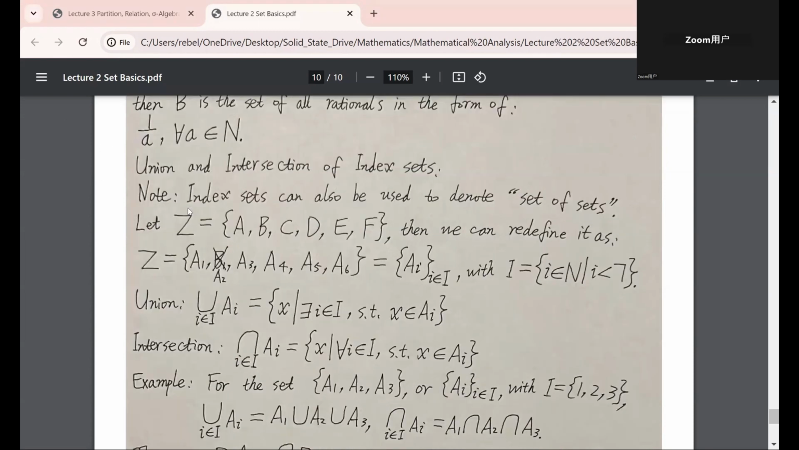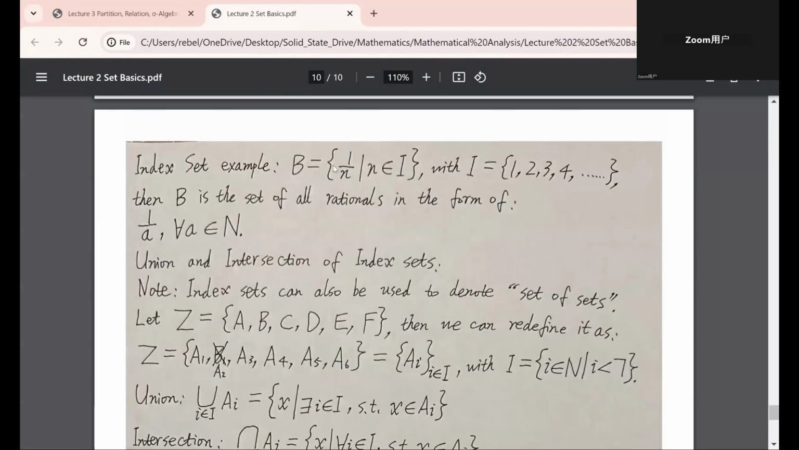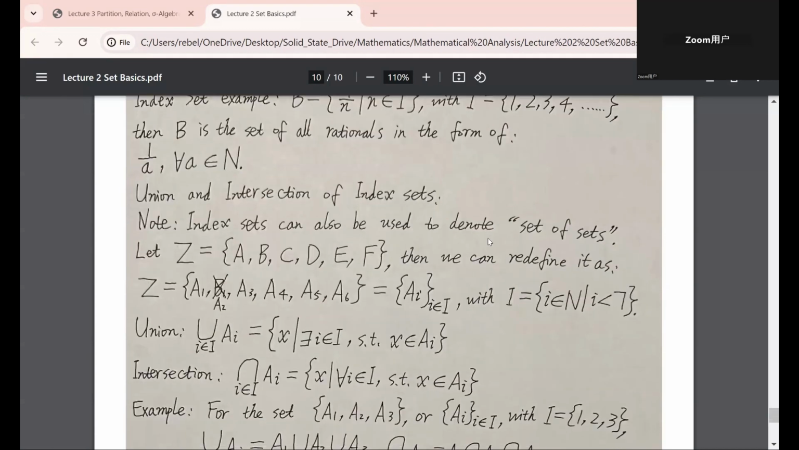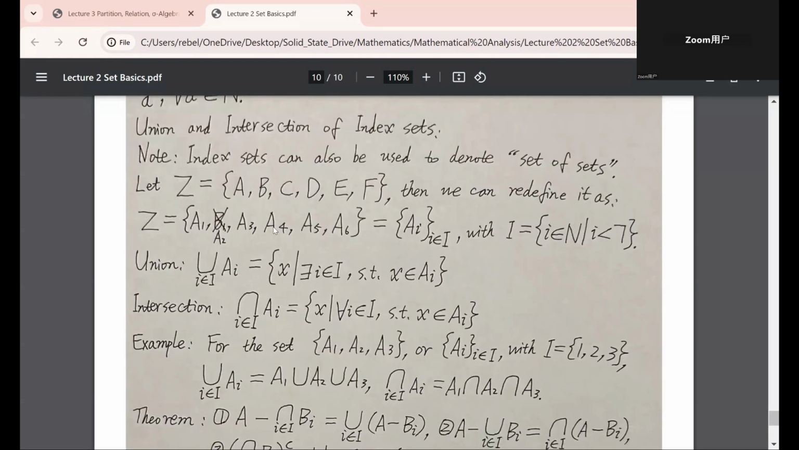And next, I want to introduce union and intersection of the index set. The index set can also be used for a set of sets. Before that, it was a set of elements; 1 over n is an element. Here we can also define a set of sets. For example, we can say Z equals A1, A2, A3, A4, A5, A6, probably longer, but I don't want to write too long. So here each Ai is a set, each Ai is a set.